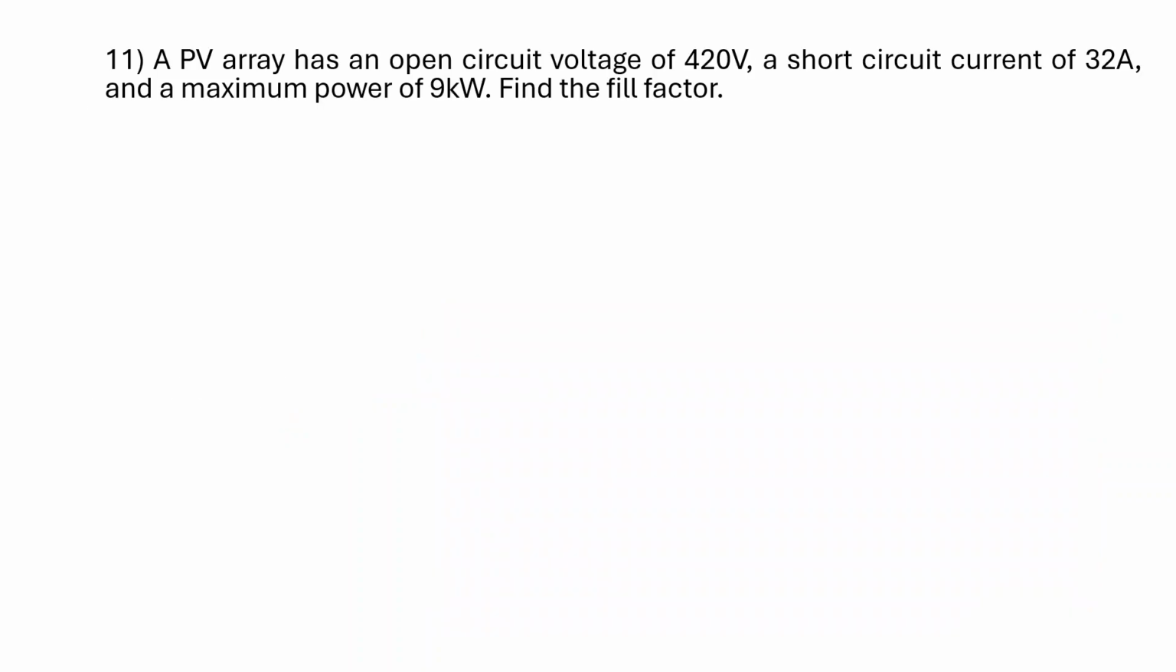Next, a PV array has an open circuit voltage of 420 volt and a short circuit current of 32 ampere and a maximum power of 9 kilowatt. Find the fill factor. Now you all have to calculate the fill factor.